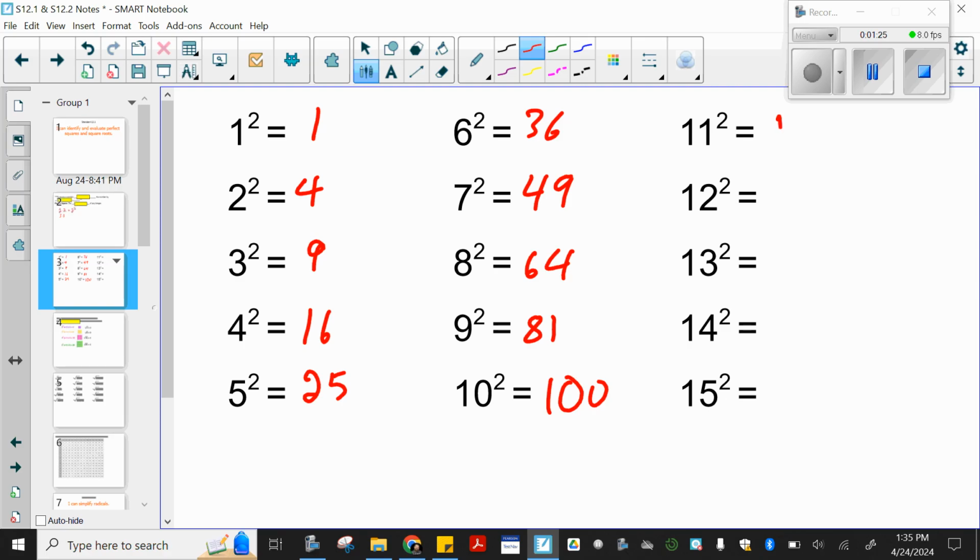11 squared is 121. 12 squared is 144. 13 squared is 169. 14 squared is 196. And 15 squared is 225. A lot of times, for students that know most of them up to 10, sometimes up to 12, it's real helpful to learn these now.